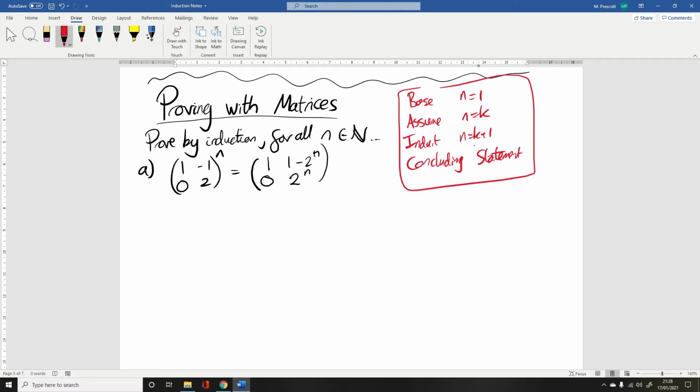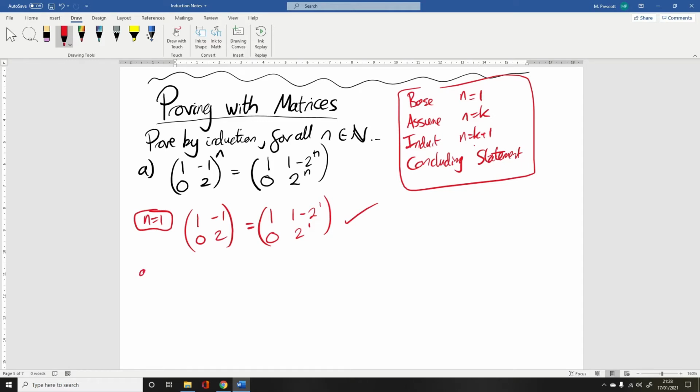Let's get started on this one. We want to prove by induction for all natural numbers that this matrix to the power of n is equal to this matrix. So let's start with n equals 1. That would just be 1 minus 1, 0, 2 to the power of 1 is equal to 1, minus 2 to the 1, 0, 2 to the 1. Is that true? Yes, because 1 minus 2 would give minus 1.